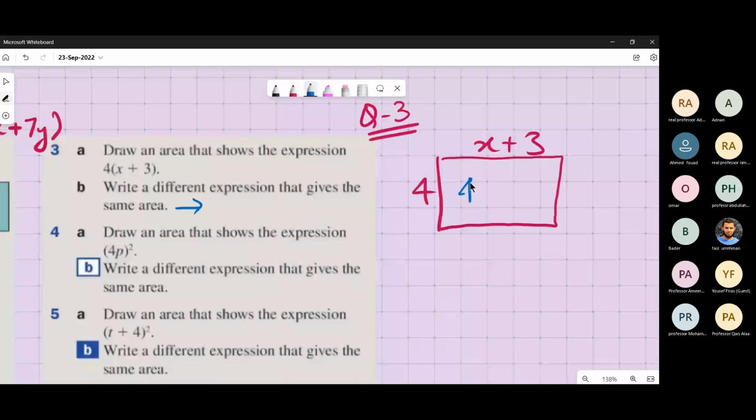So, write a different expression that gives the same area. Like a different order, but still we will get 4x plus 12. Yes, this is the question. Who can tell me?